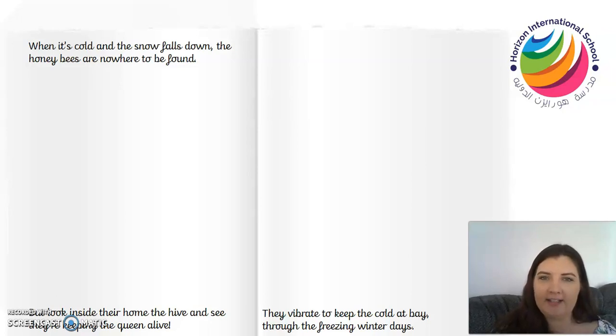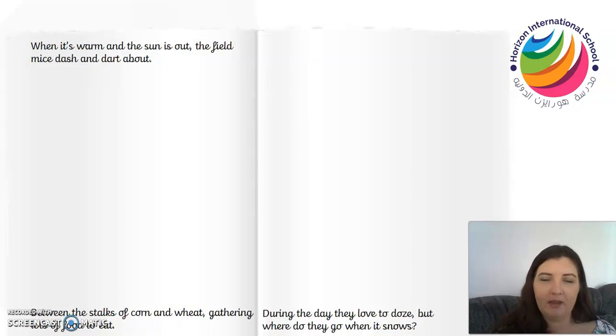But look inside their home, the hive, and see they're keeping the queen alive. They vibrate to keep the cold at bay through the freezing winter days. When it's warm and the sun is out, the field mice dash and dart about, between the stalks of corn and wheat, gathering lots of food to eat.